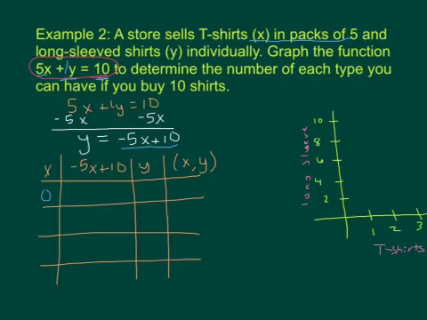So we're going to put that value in, negative 5 times 0 plus 10. So that's 0 plus 10 is 10. So if you buy 0 packs of t-shirts, that means you could buy 10 long sleeve shirts. Okay? Let's go with the next whole number because you can't buy part of a pack. You have to buy the whole pack or nothing.